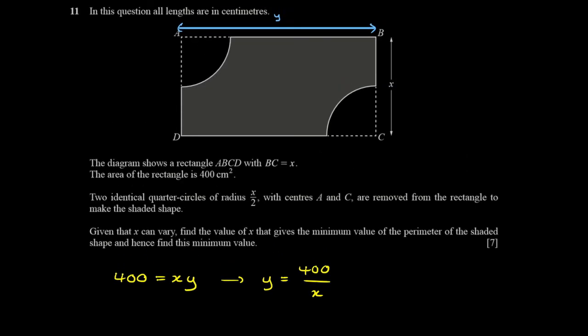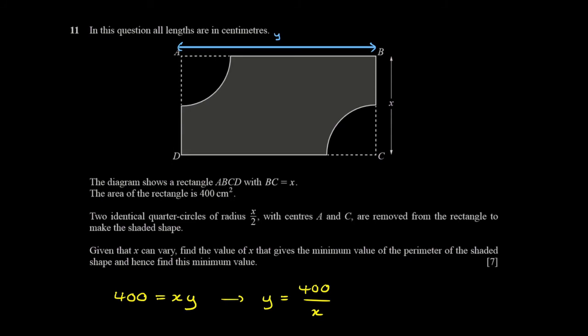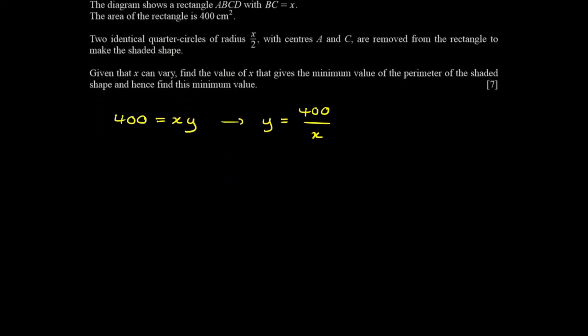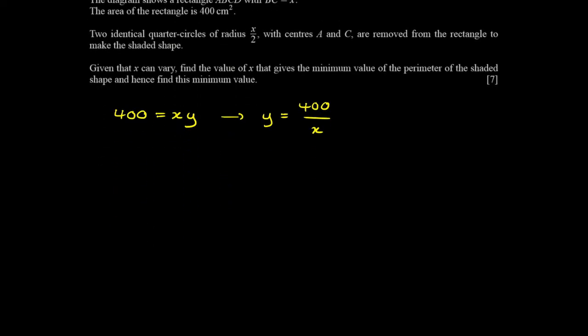So how could I do that? Well, I've got this length here and that length there are identical. And what's that length going to be? It's going to be y minus a half x. Okay, so if I was to write that down for the perimeter P, I've got y minus a half x, but I've got two of those on top and bottom, so I've got to multiply by 2.